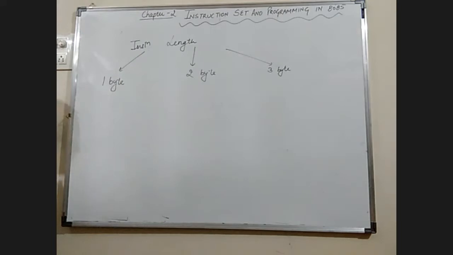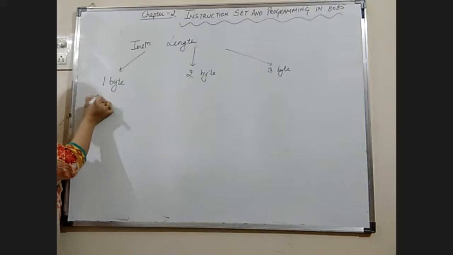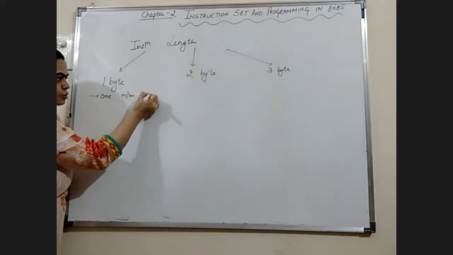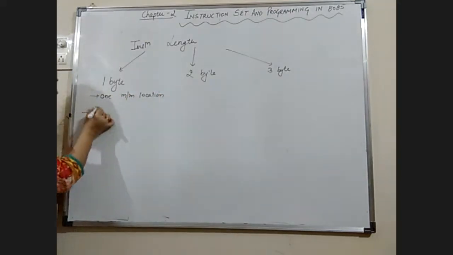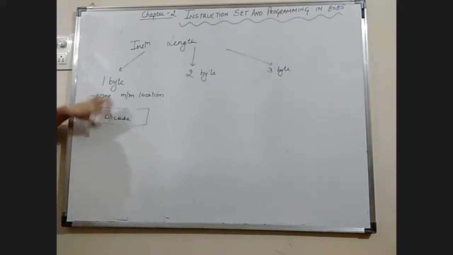Now 1 byte instruction. A 1 byte instruction requires one memory location. Okay, only one memory location will be required in order to store the instruction of 1 byte. So it will require only one memory location to store the instruction. So here we have only the opcode. The data or the operand is also inside the opcode only. So in this case there is no separate operand. Okay, the operand is stored within the opcode only.